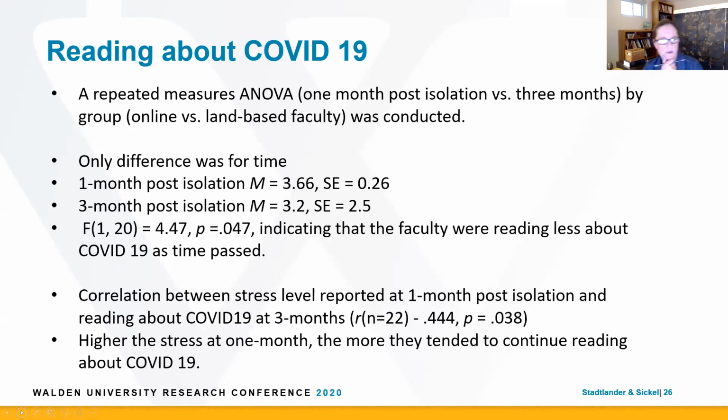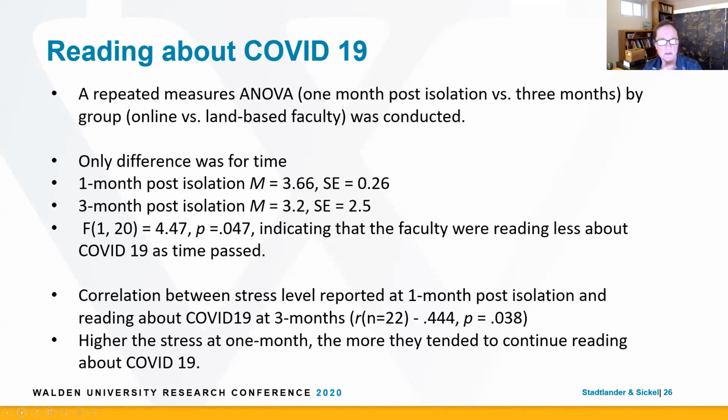And for the question asking about reading of COVID-19, we did a repeated measures ANOVA. So 1 month post-isolation versus 3 months by group, online versus land-based. The only difference was for time. As you can see, the significant result at 0.047 indicates that faculty were reading less about COVID-19 as time passed. So that was the only difference that we found.